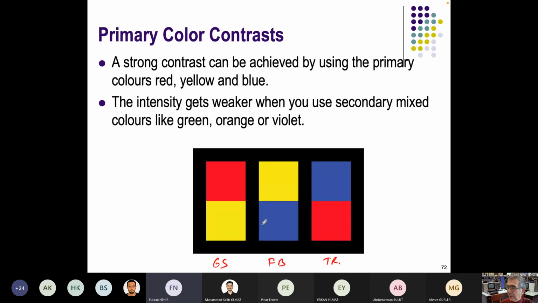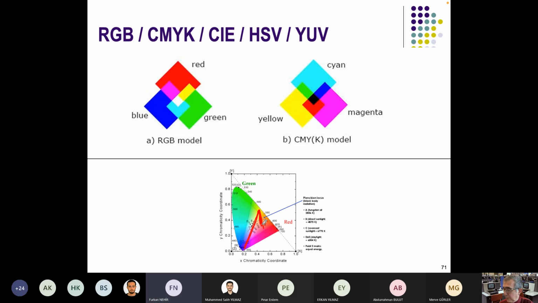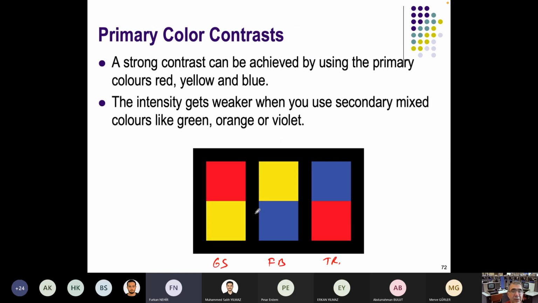And red and blue is here. Galatasaray is not complying with it very much, so it has to be pinkish to yellow for proper contrast.